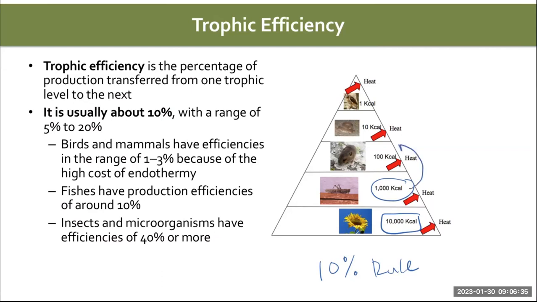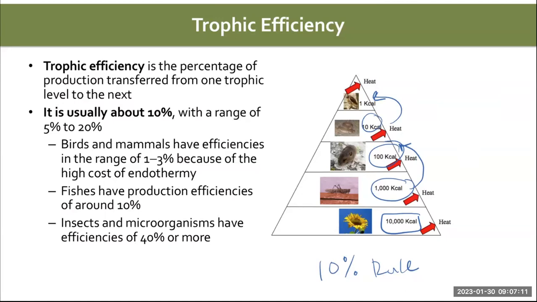And so then you go up from there. Of those 1,000 kilocalories in the primary consumer level, 10% make it to the next level in the food chain. So that's 100 kilocalories, and so on and so forth. So this 10% rule encapsulates the principles of thermodynamics that we've talked about so far. But it also explains why energy limits the number of trophic levels an ecosystem can support.